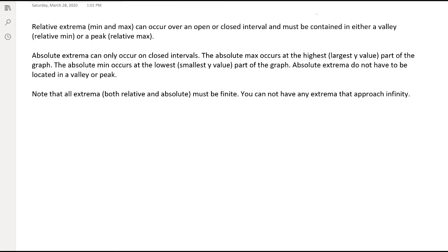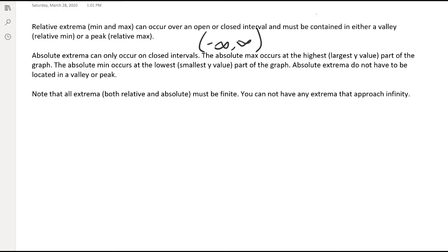So relative extrema, so once again, extrema mean both min and max, can occur over an open interval or a closed interval. Okay, so what's an open interval? So an open interval is something like this. Let's say we're going from negative infinity to positive infinity for the x values. That's what we call an open interval. So because that interval never stops, we can't have an absolute min and max. I'll explain that in a second.